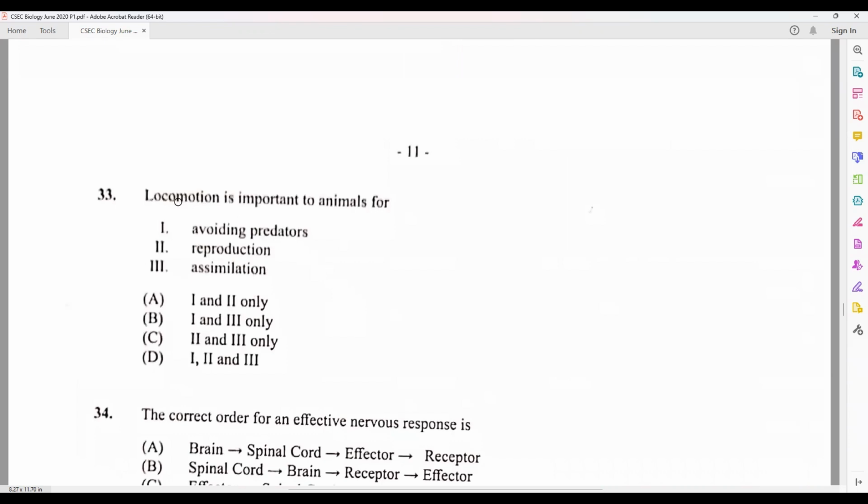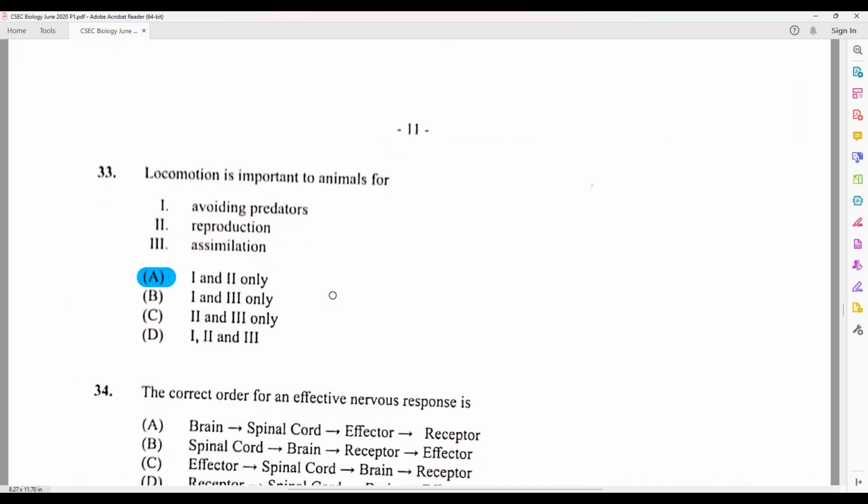33, locomotion is important for animals. To do what? Avoid predators, yes. For reproduction, yes. For assimilation, you mean as in nutrients? No. So we're looking for 1 and 2, which makes it A.